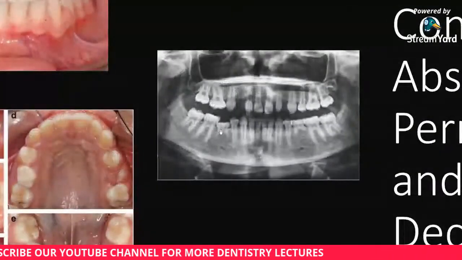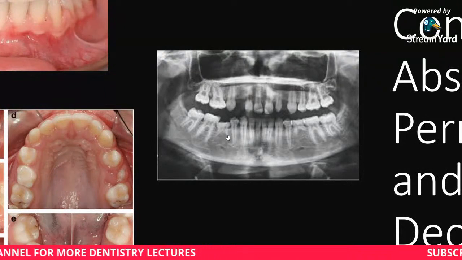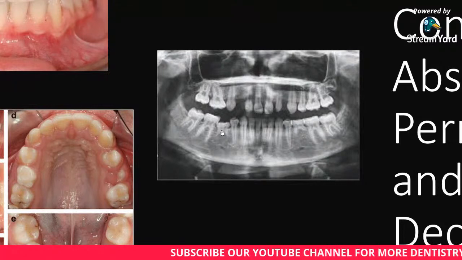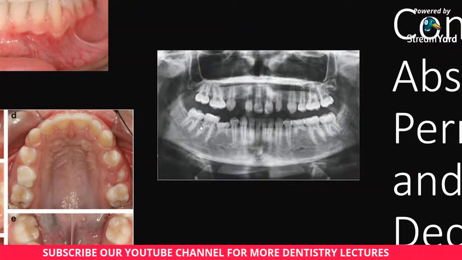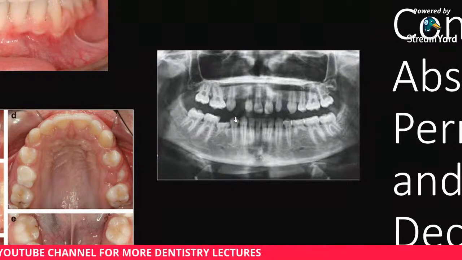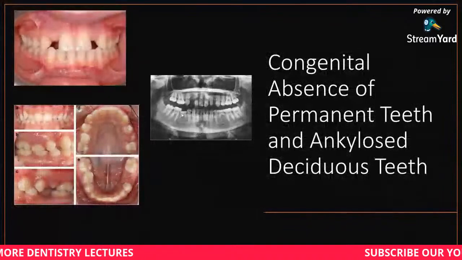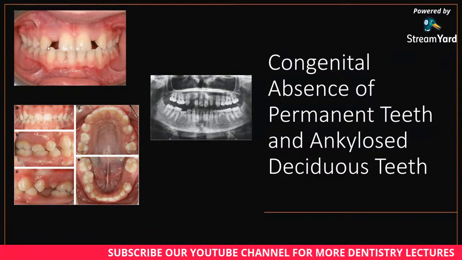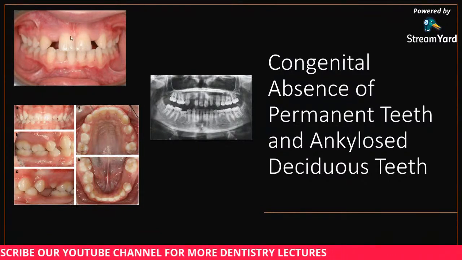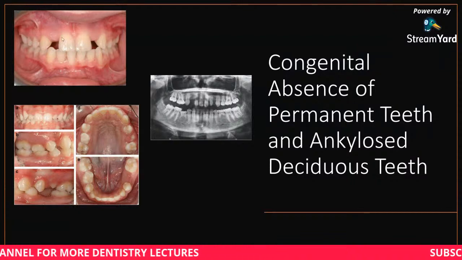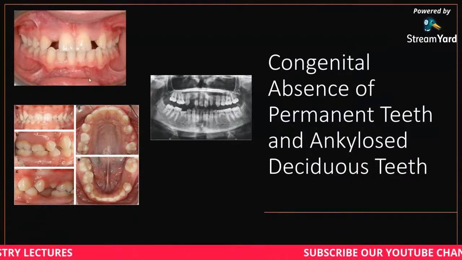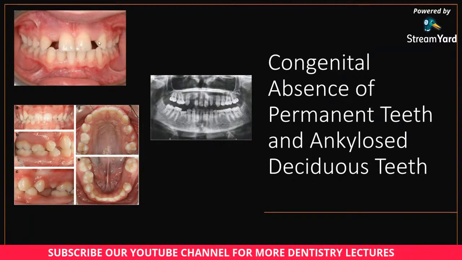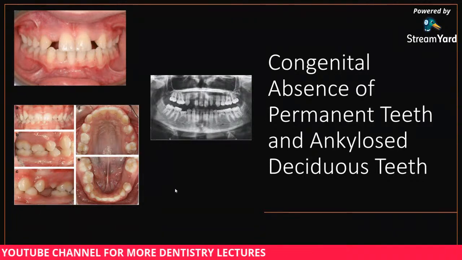When we look at these over-retained and ankylosed deciduous molars, over a period of time they would be in infraocclusion, and then there will be a collapse of the arch as well. There will be loss of arch length, etcetera. Lateral maxillary incisors are the second most frequently missing when we talk about congenitally missing permanent teeth. So maxillary lateral incisors come number two after the mandibular second premolars.